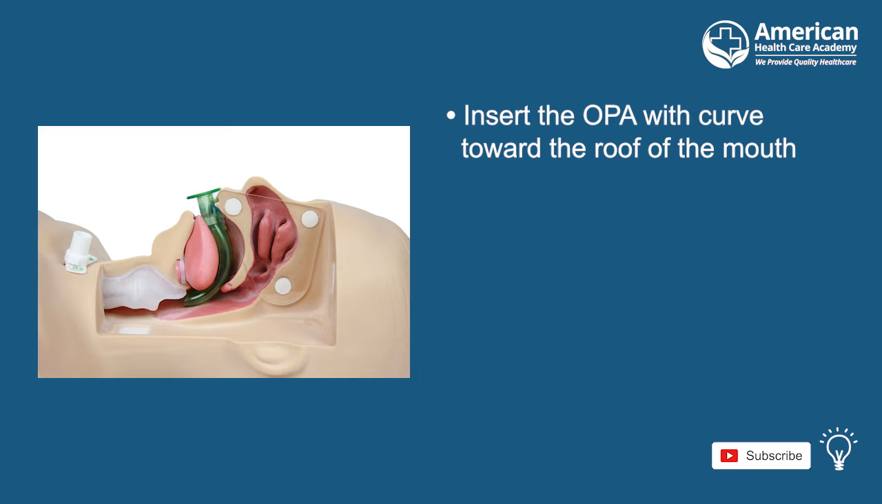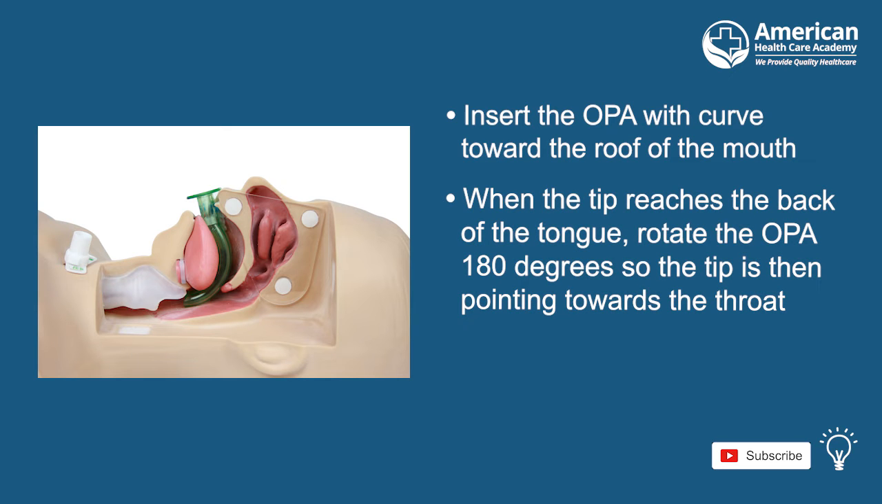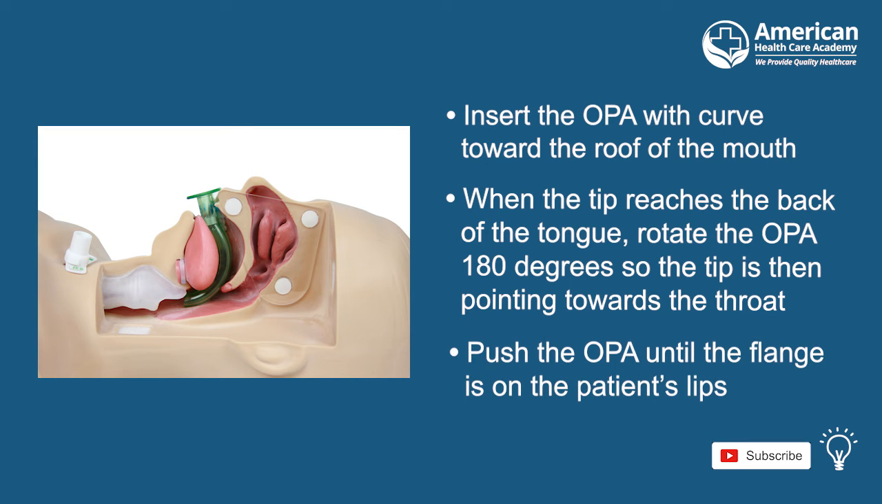Insert the OPA as it curves upward toward the roof of the mouth, mindful not to push the tongue into the throat. When the tip reaches the back of the tongue, past the soft palate, rotate the OPA 180 degrees so that the tip is then pointing toward the throat. Push the OPA slowly until the flange is resting on the patient's lips.